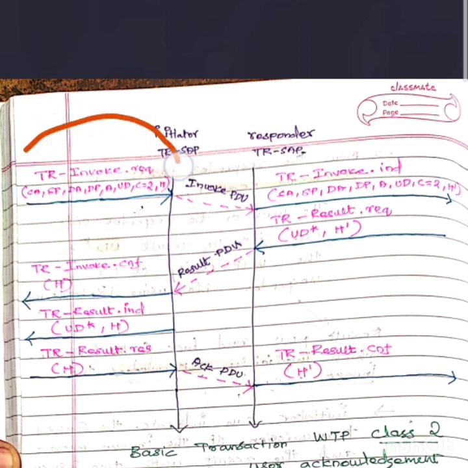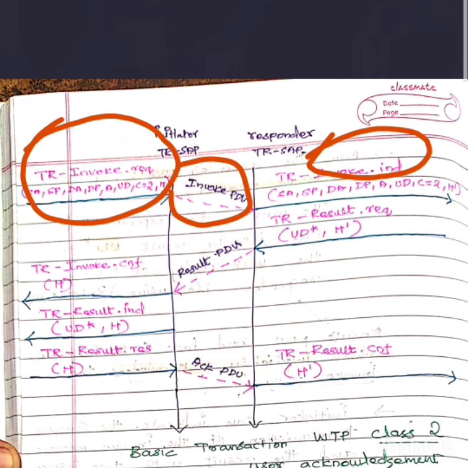On the initiator side, the user creates a request using the invoke request primitive. See, the C value is equal to 2, and the invoke PDU is sent. On the responder side, the entity indicates the request to the user side, then the user processes the request and sends the result request to the sender side. It implicitly gives the acknowledgement to the request. You cannot give an explicit acknowledgement. It directly requests the result PDU.